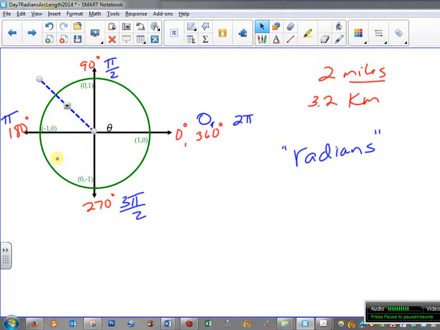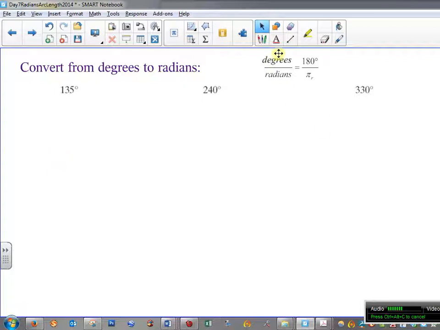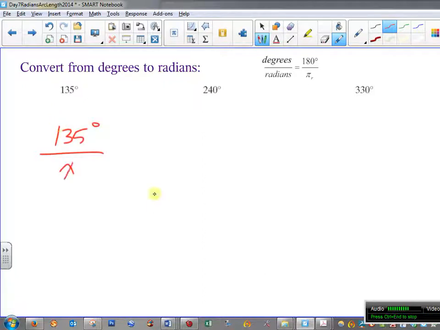We have a little formula that was on the previous screen. Degrees over radians equals 180 over pi. You can plug in what you have and solve for what you don't have. We're going from degrees to radians. So I have 135 degrees. I don't know what radians are. On the other side, it's 180 degrees on top, and on the bottom, it's pi. Make sure that your degrees are both on top, and it would work the same way if you flipped it over, as long as your degrees were both on the bottom.